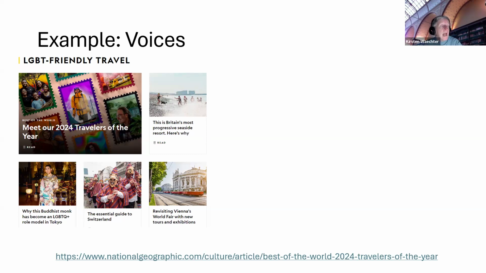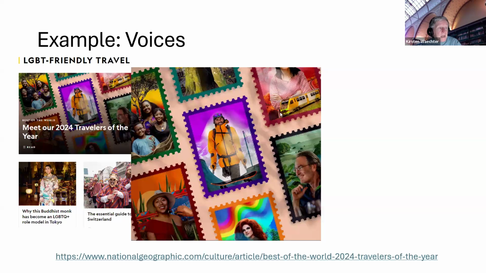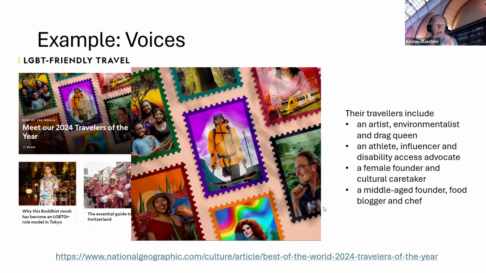And you find a number of stories you can do in the classroom with your learners, and it's prepared for classroom teaching. And in this Travelers of the Year, you see here the different characters, and the travelers include these multifaceted, multi-layered characters. So you have this person here is an artist, environmentalist, and a drag queen. You have somebody who's an athlete, an influencer, and a disability access advocate, and so on. So by dealing with these full characters, you can also explore different parts of diversity, and they appear to me to be more usual, more common than people think.